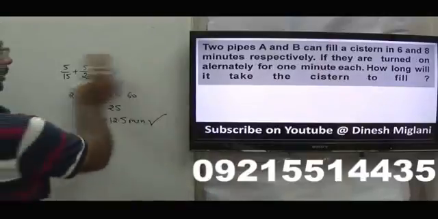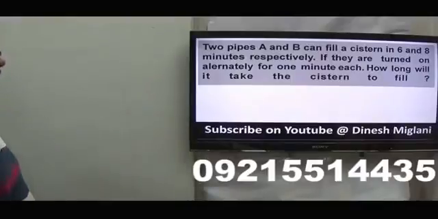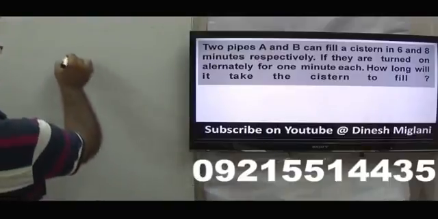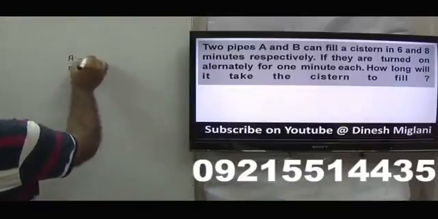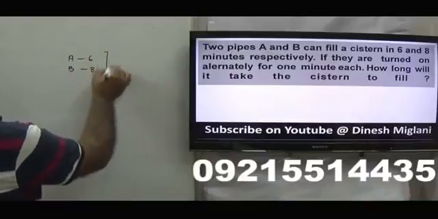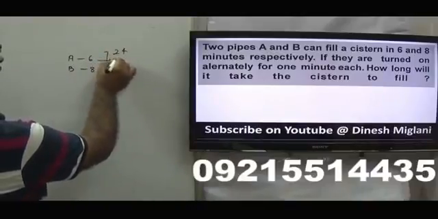Let us take the next question here. Two pipes A and B can fill a cistern in 6 and 8 minutes. They are turned on alternately. Right. It's a question of alternation. Just take, let us say, first and second, 6 and 8. LCM is said to be 24. It's 4 and it's 3.